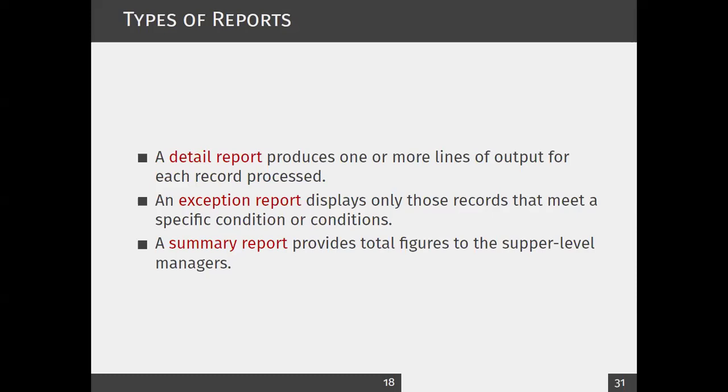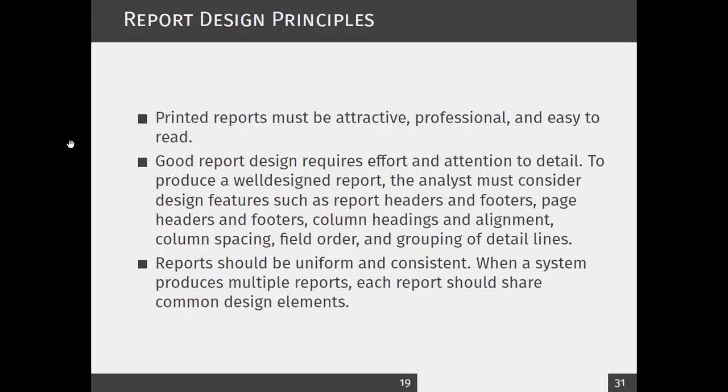Okay, so now that we have discussed user interfaces, next I would like to discuss the different types of reports we can generate. So a detailed report produces one or more lines of output for each record processed. An exception report shows those records that meet specific conditions. A summary report gives total figures to upper level managers.